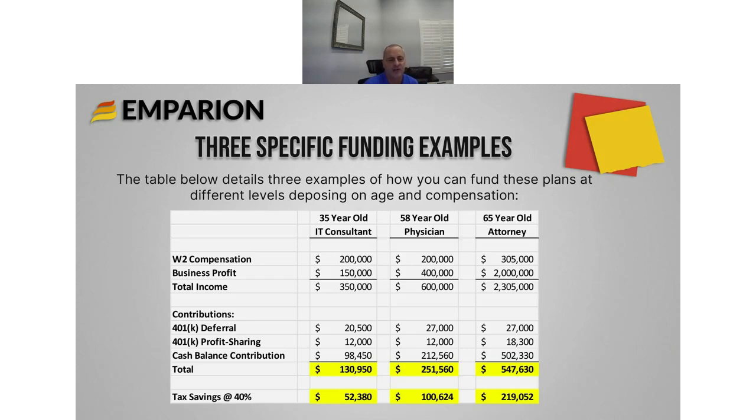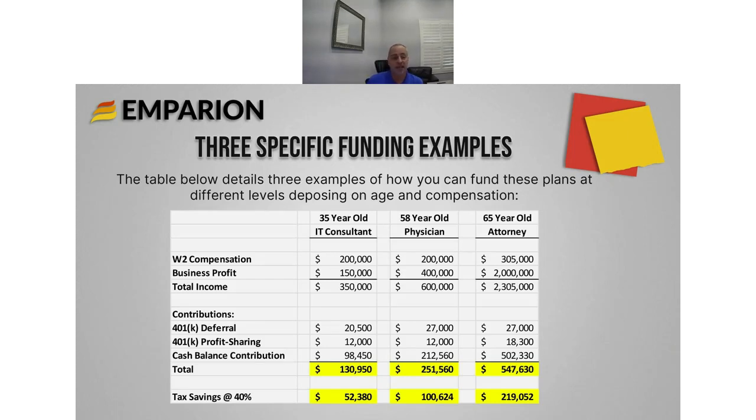Moving on to the 58-year-old illustration, same compensation, $200,000, business profit a little bit higher, $400,000 on the S corp with a total income of $600,000. They can do the deferral of $27,000. That is the deferral for someone over 50. Profit sharing is going to be the same as the prior illustration. It's going to be 6% of the W-2. So that's going to be about $12,000.